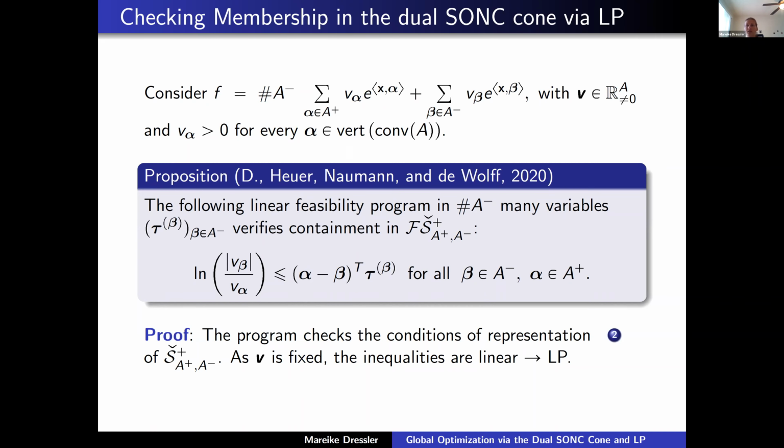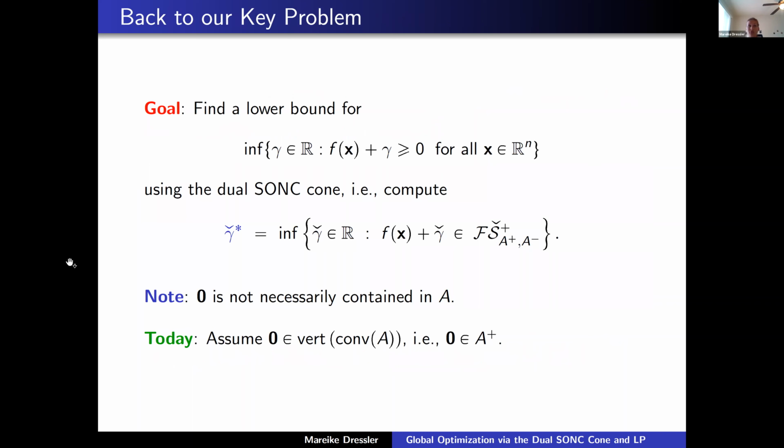Okay, so now we know this containment and how to check membership in this cone. Let me quickly remind you, if that was a little bit too technical, what we wanted to do. We have this global signomial optimization problem, which we equivalently formulated as finding the largest gamma such that f plus gamma is non-negative. So we wanted to find a lower bound for this question.